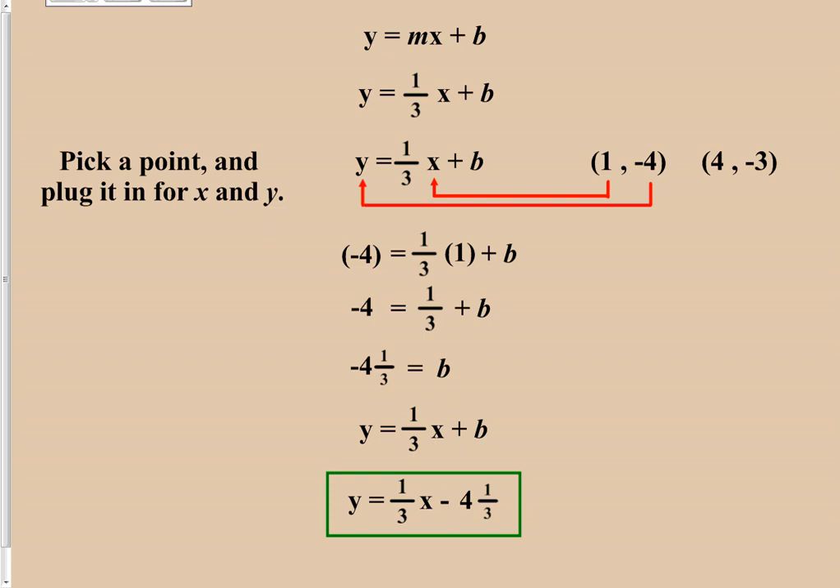Now, is it possible that your lines are going to be crossing your y-axes at fractional locations? Absolutely, especially if the b value is not given to you. A lot of times your slope-intercept form will have a fractional b value. That's just the way that it is.